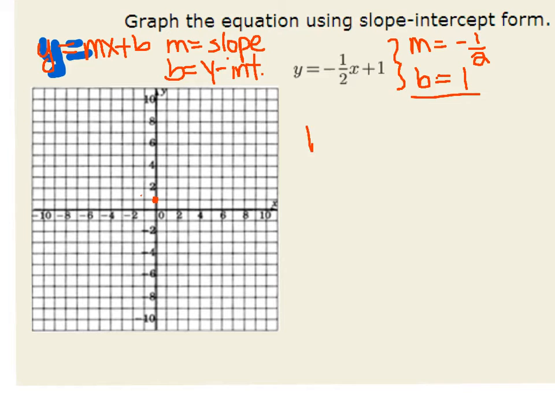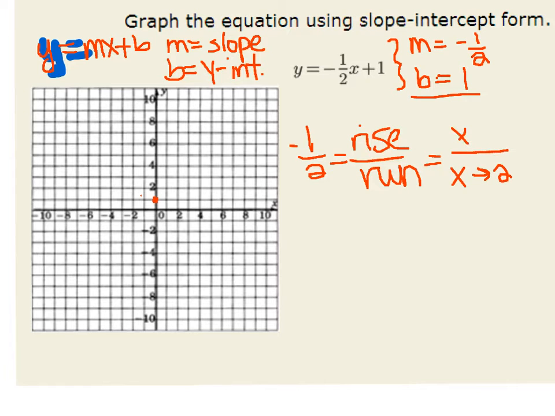Now slope, our -1/2, is rise over run. And so we know that as x increases by 2, so every time x goes up by 2, y will go down by 1. Make the notation the same here. So as x goes up 2, y goes down 1. So we're just going to simply count on our graph.